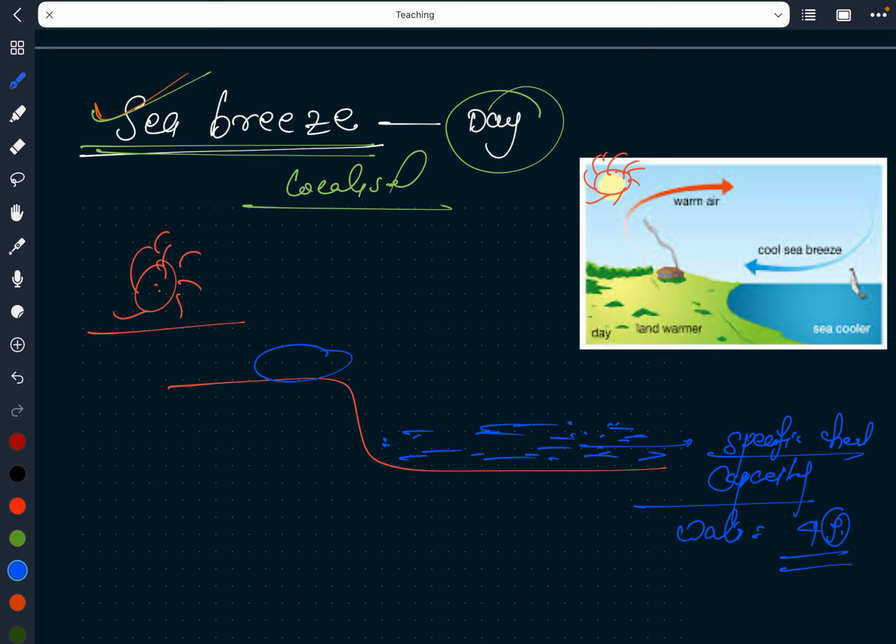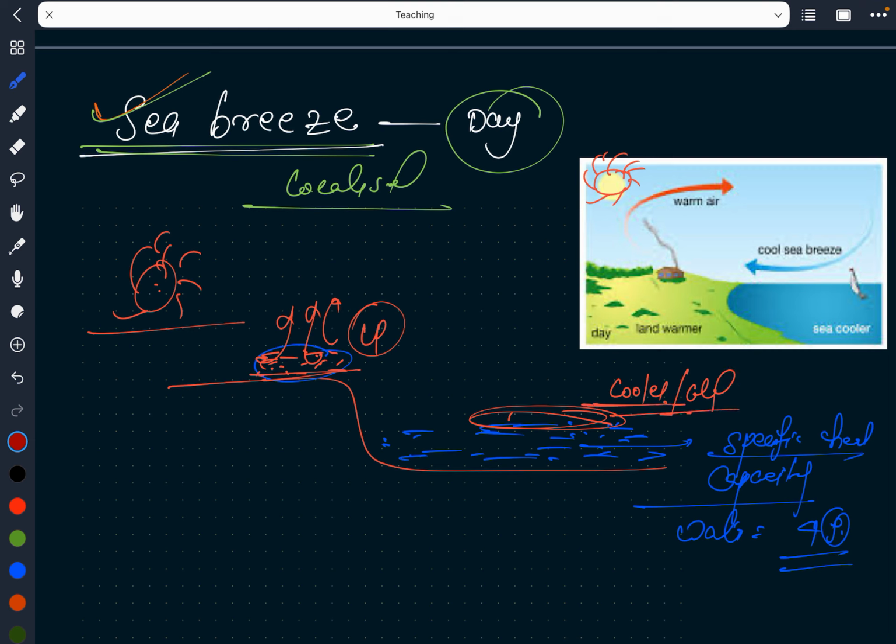So during daytime, land gets heated very fast. After getting heated up, it will start to rise, creating a low pressure condition over the land. Relatively, on the water surface the air gets heated very slowly, so we can say it's cooler. Cooler air means cold. Cooler air will create a high pressure. Again, a pressure difference is created: low pressure on the land and high pressure on the water.